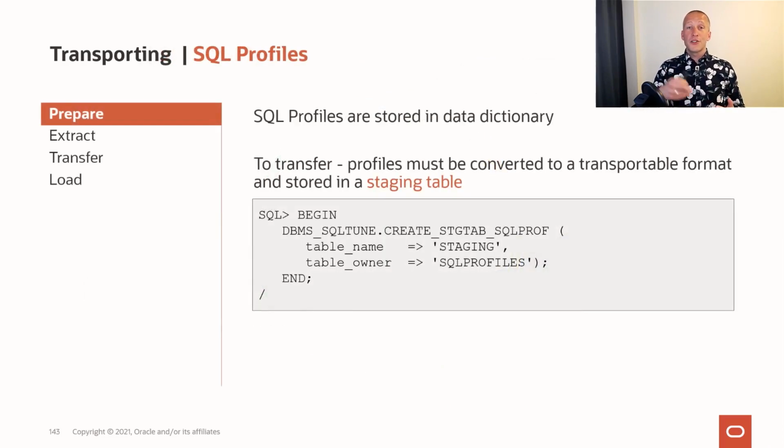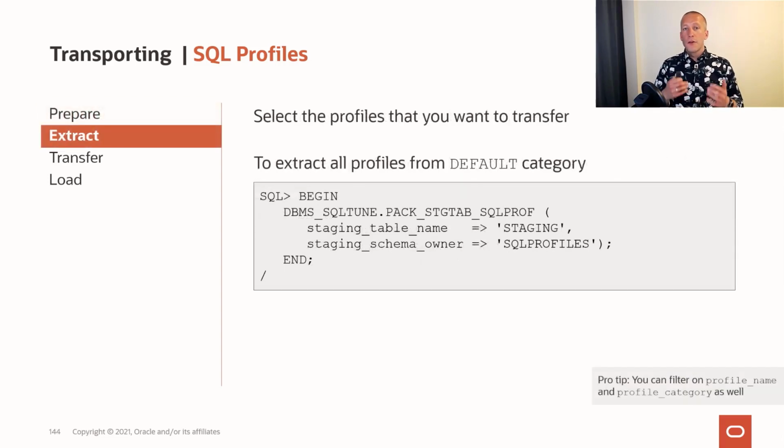SQL profiles are stored inside a data dictionary in a format that you really can't transfer. So first, you have to convert the SQL profiles into a transportable format. The first thing you do is to create a staging table. You then select which SQL profiles that you want to transfer. In the example here, I'm simply taking all the SQL profiles that belong to the default category.